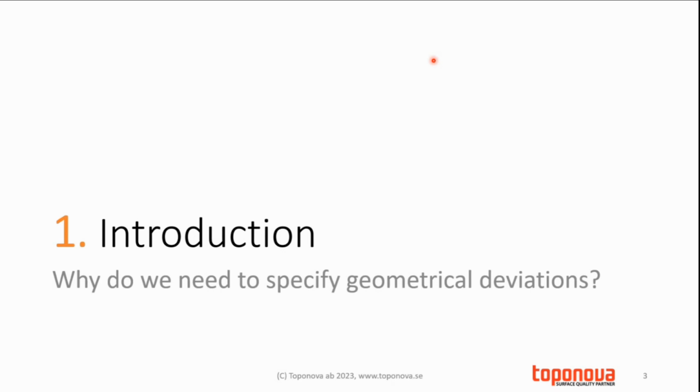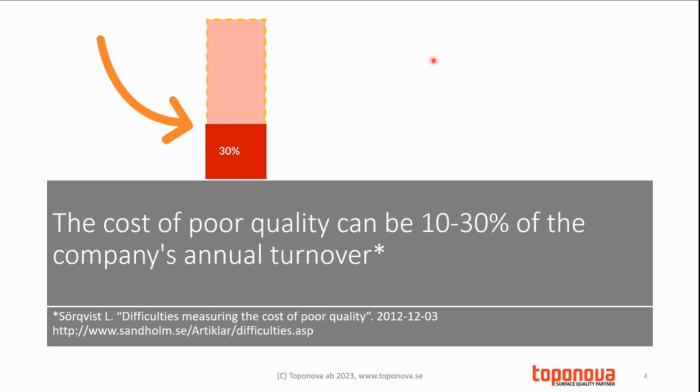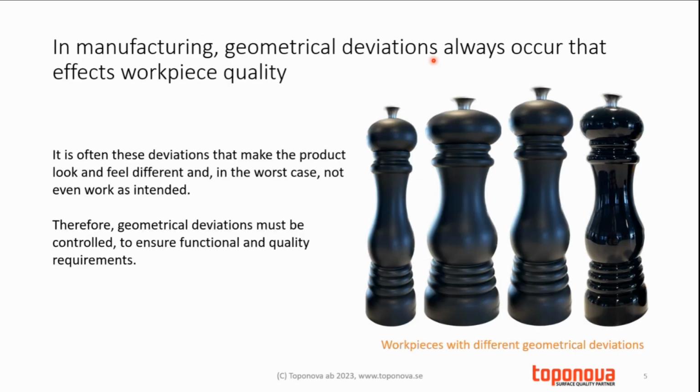Introduction. Why do we need to specify geometrical deviations? Of course, one big thing is that poor quality can be very costly. And in manufacturing, geometrical deviations always occur that affect workpiece quality. It's often these deviations that make the product look and feel different, and in the worst case, not even work as intended. Therefore, geometrical deviations must be controlled to ensure functional and quality requirements.